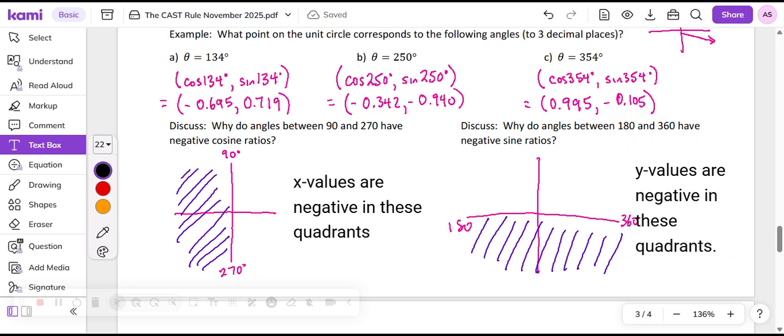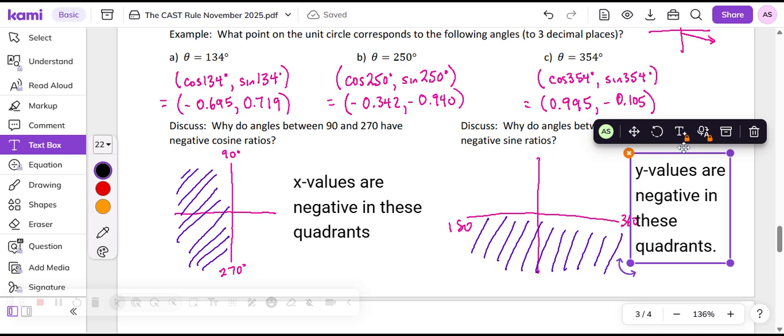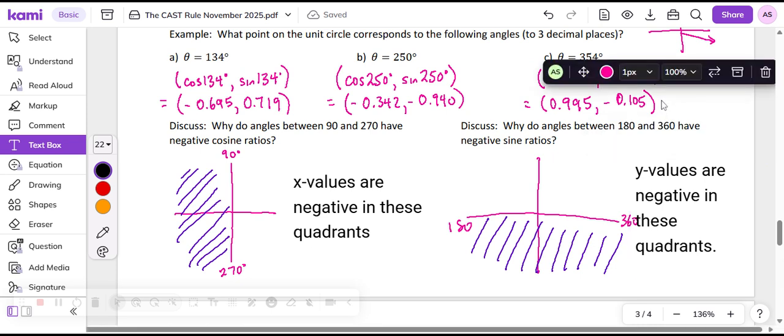So we have a bit of a rule for when sine and cosine values are positive or negative. It depends on what quadrant you're in. Cosine is negative in these quadrants and positive in these. Sine is negative in these quadrants, positive in the ones above. And in about 2 minutes, we're going to have a nice rule that summarizes these things. So that's cosine and that's sine.